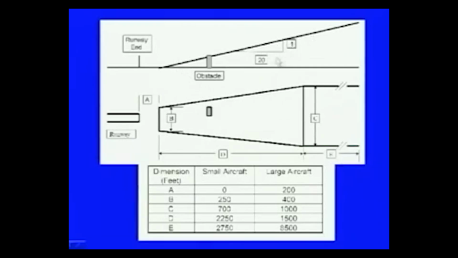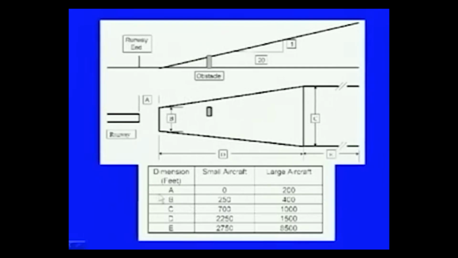So, this is a 1 in 20 elevation grade being provided starting from this 60 meters away, or distance A away, from the end of the runway strip, and this should clear the obstacle being provided in between. So, that is how the obstacle is being defined here.